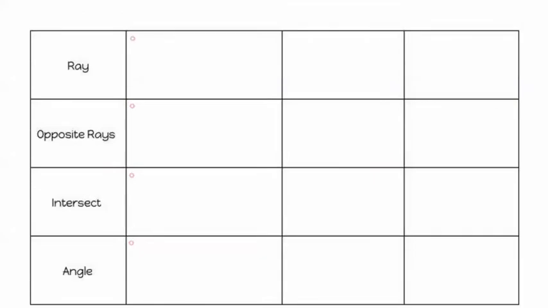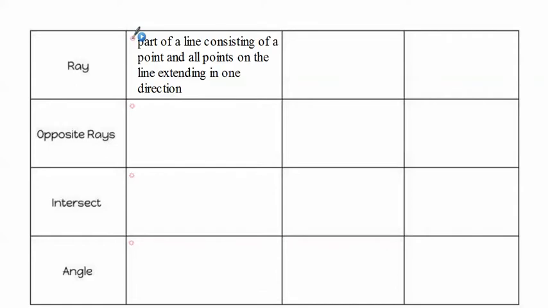Let's look at our last few. Ray. Here again, I think ray is something that you already know about. It's not something that should be entirely new. The definition is long again, somewhat like what a segment was. But as it starts out, it's part of a line consisting of a point and all points on the line extending in one direction. So in this case, I'm going to draw my ray going this direction. It doesn't matter which way that ray points. It could point right, left, up, down, or in any angled direction. It doesn't matter.